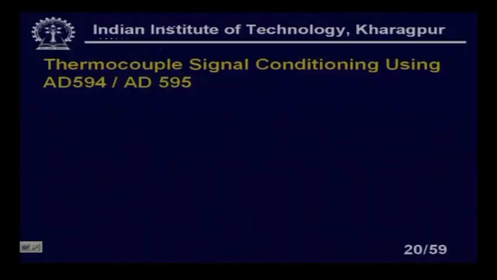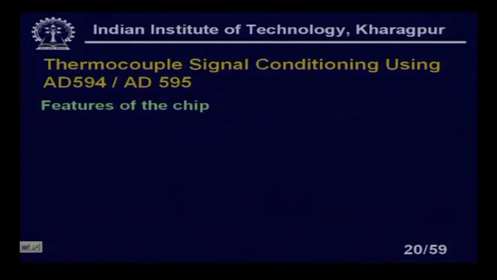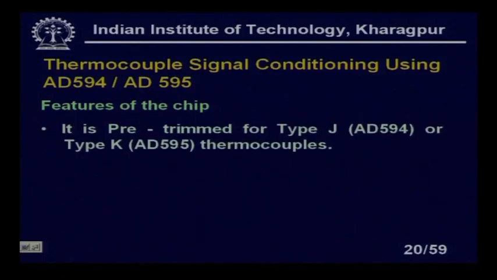Cold junction compensation chips were already there, but this is the improved chip compared to the earlier cold junction compensation chips, and it eliminates many additional circuits which are necessary along with the earlier ones. Features of the chip: it is pre-trimmed for J type or K type thermocouple. As you know, in industry we always call thermocouples by J, K, S, R, T, depending on what particular alloys they are using. So, it is pre-trimmed. For J type it is AD594, for K type, which is the most widely used thermocouple in industry, it is AD595. Okay.